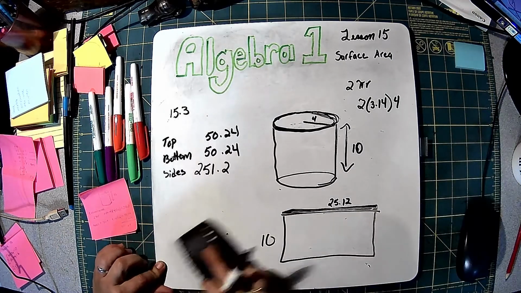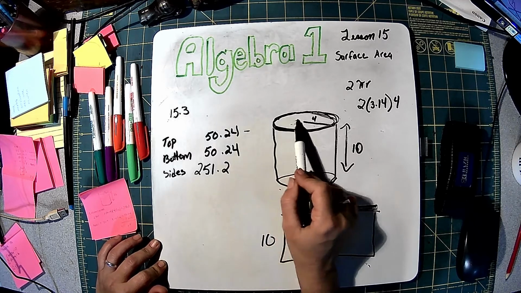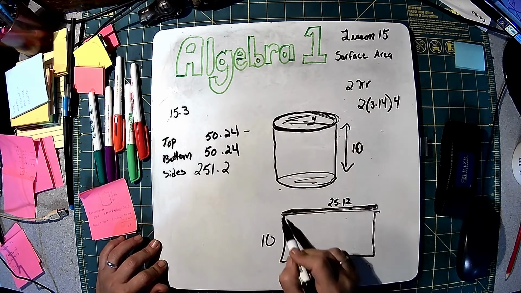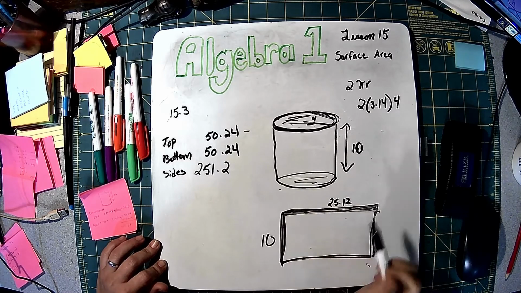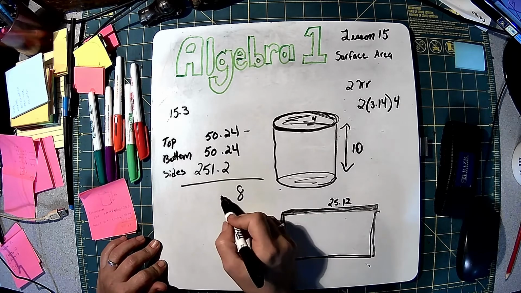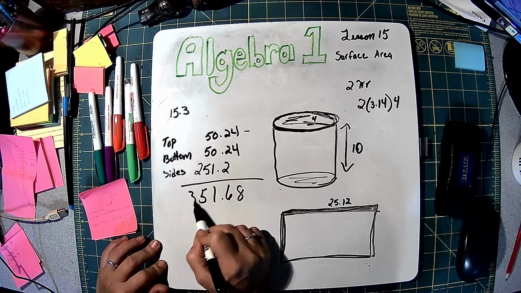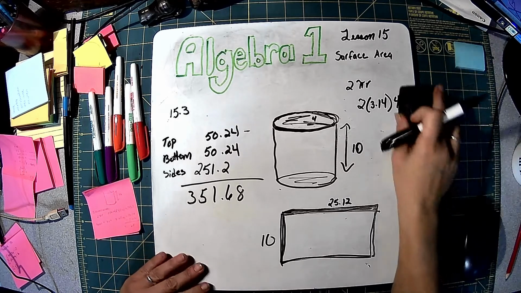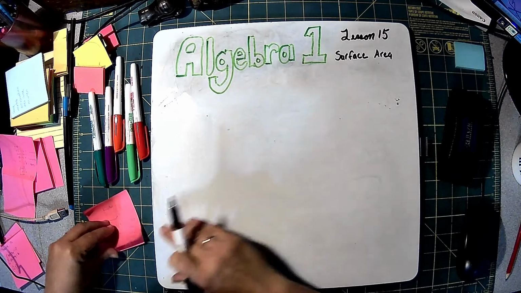So now I just have to add all these together. Okay, so let's review. This one is our top, this one is our bottom, and then our sides all the way around stretch into a giant rectangle. What's the circumference of the circle times the height, which is 10, and that got us 251.2. Now we're just going to add all these together. And we get 351.68. Alright, so those are a little bit more complicated, but not too bad once you know what to do. Okay, we got one more.